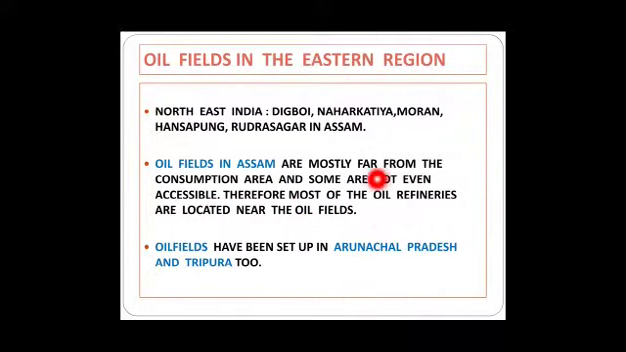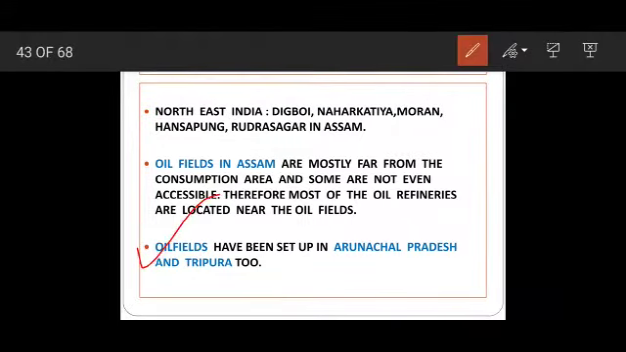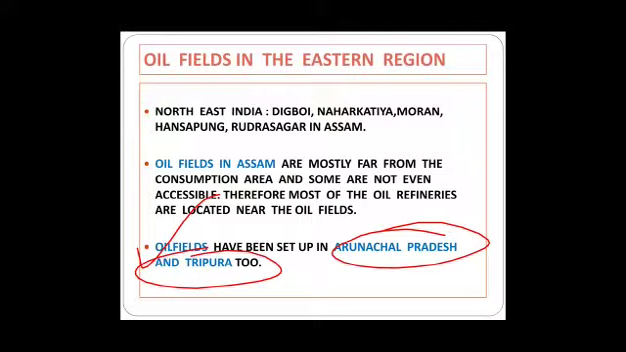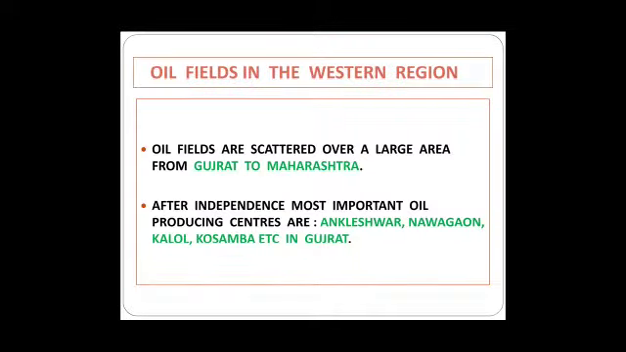So what are oil refineries, children? We will deal with this in the same chapter later on. Actually these are factories where oil is made thin because petroleum by nature is very thick and it cannot be used. It is in crude form, raw form. So it has to be refined to make petrol, diesel, etc. Now, oil fields have also been set up in Arunachal Pradesh and Tripura. Apart from Assam, also in Arunachal Pradesh and Tripura.